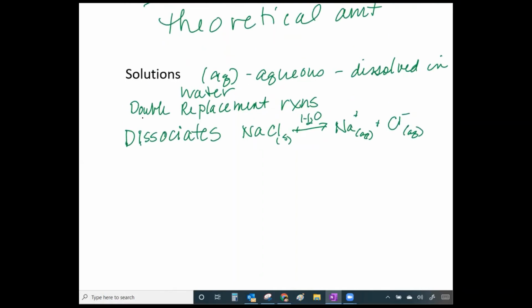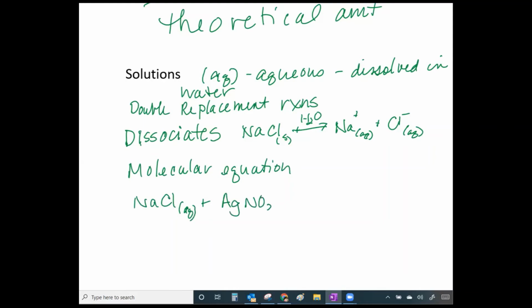Solubility. So when you're writing double replacement reactions, since those reactions are going to dissolve in the water, a molecular equation would be sodium chloride, that's dissolved in water, plus silver nitrate that's dissolved in water, will give us sodium nitrate and silver chloride. Sodium will trade places with the silver.